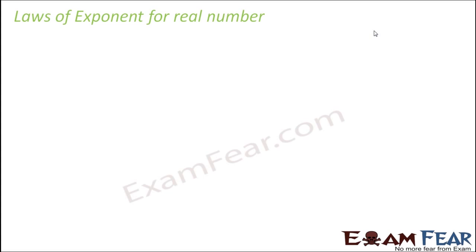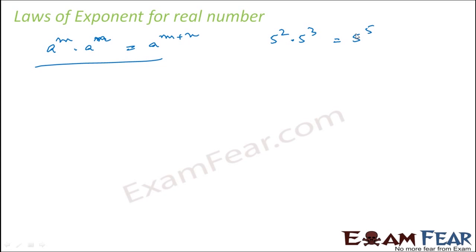Now we'll understand laws of exponents for real numbers. This is the last topic for this chapter. See, the laws of exponents say that if I have some number a to the power m and you multiply with a to the power n, you get a to the power m plus n. Please pay attention here, a very important concept for higher classes. For example, 5 to the power 2 into 5 to the power 3 is nothing but 5 to the power 5.